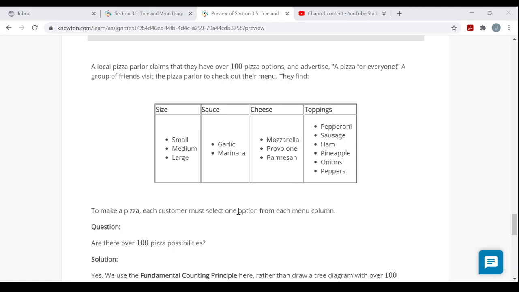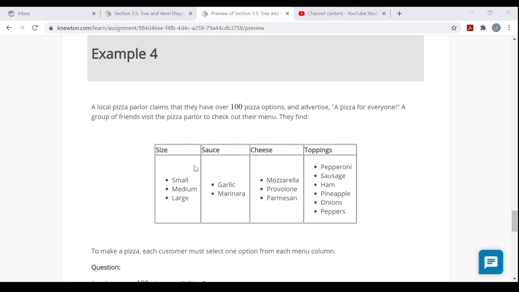But if you have to select one from each category, so I pick a size for the pizza. There are three choices of size. Then I choose a sauce, garlic or marinara. Then I choose a cheese, and there are three choices of cheese. And then I choose a topping, one topping out of these six. So if you had to select just one of each, size, sauce, cheese, and toppings, how many total pizzas are possible?